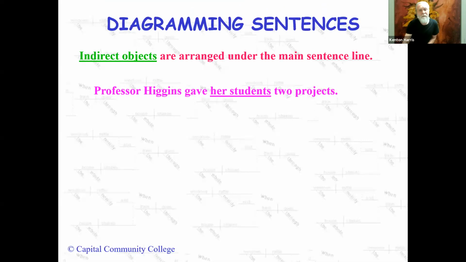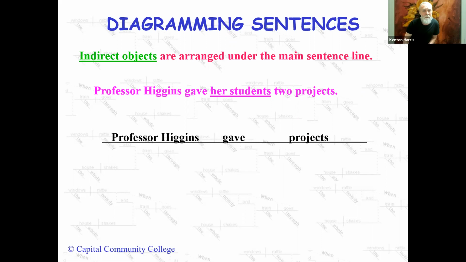Indirect objects. So notice Professor Higgins is the subject, gave is the verb, but what did she give? She didn't give students, right? That's not what she was actually giving. What she's actually giving is projects, and she's giving her projects to her students. Right? So students are the indirect object of Professor Higgins' giving.